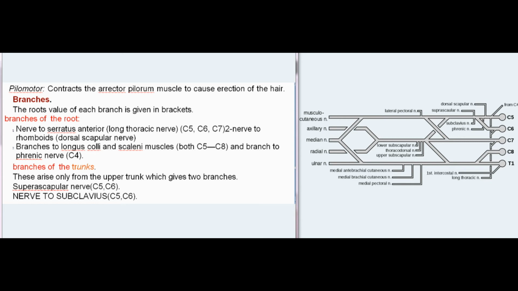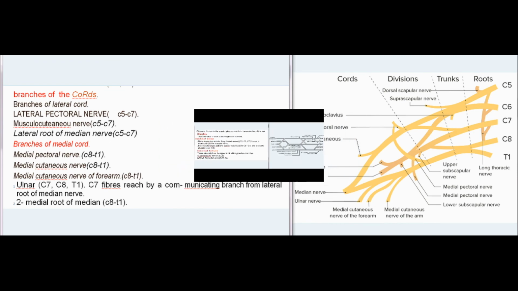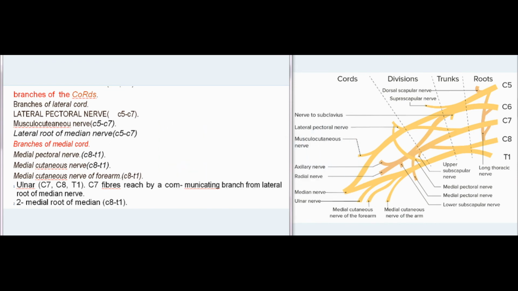Branches of the root: 1. Nerve to serratus anterior, long thoracic nerve, C5, C6, C7. 2. Nerve to rhomboids, dorsal scapular nerve, C5. 3. Branches to longus colli and scalene muscles, C5 to C8, and branch to phrenic nerve, C4. Branches of the trunks. These arise only from the upper trunk, which gives 2 branches: suprascapular nerve, C5, C6, and nerve to subclavius, C5, C6.